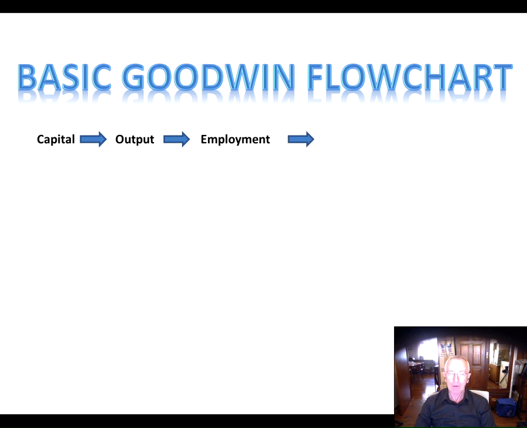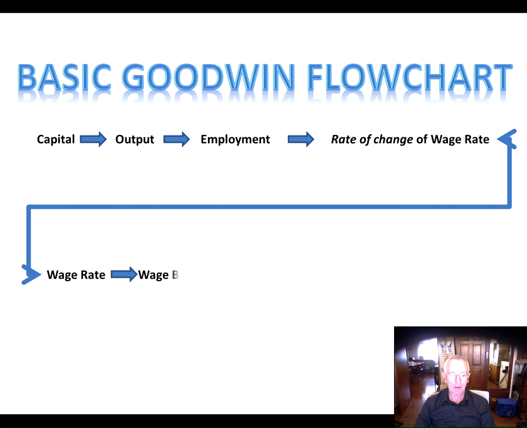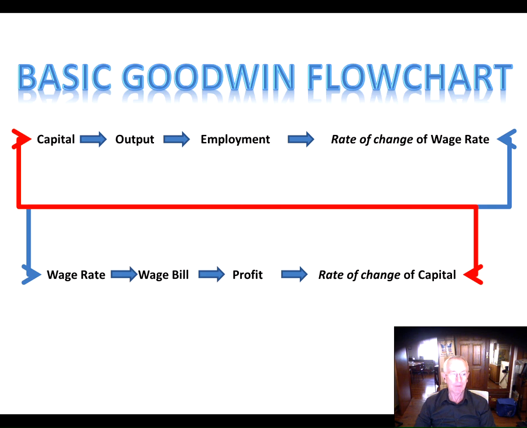The employment rate comes out of that, and that then gives you the rate of change of the wage rate. And then if you take the wage and multiply that by labour, you get the wage bill. If you subtract that from output, you get profit. And assuming, as Goodwin does in the simple model, all profit is invested, that gives you the rate of change of capital, and that takes you back up to this point again.